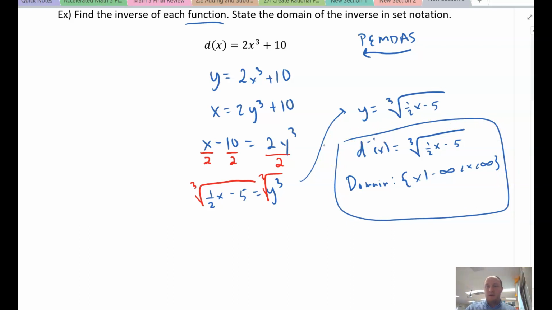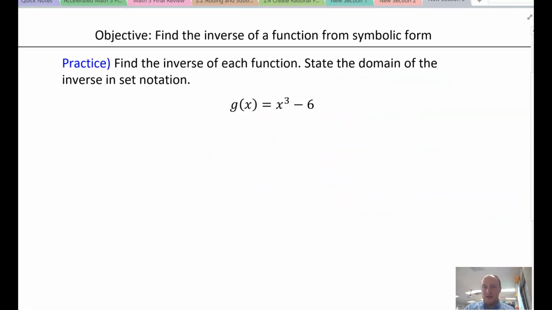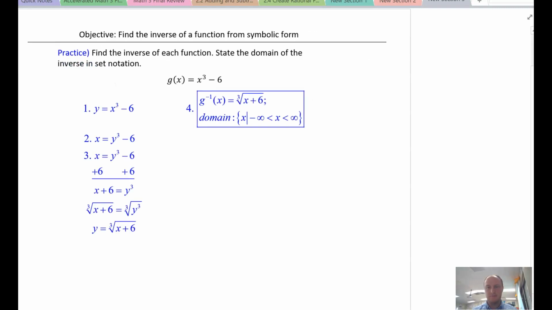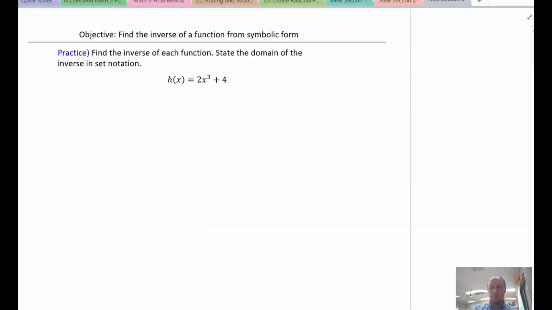Okay, so here's a practice problem. I'd like you to pause the video. Pause it. If you have any questions, write them down so you can ask me when you get into class. Okay, and here are the answers. Pause it. Do it. Did you do it? Good. Here it is. All right. So there's our inverse. And again, notice domain, all real values from negative infinity to infinity and beyond.